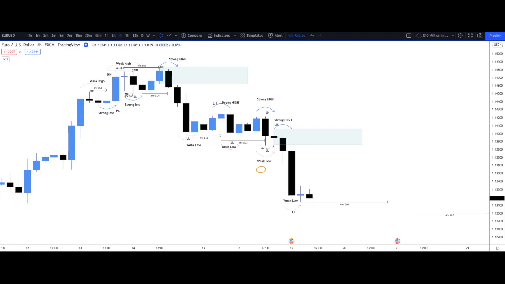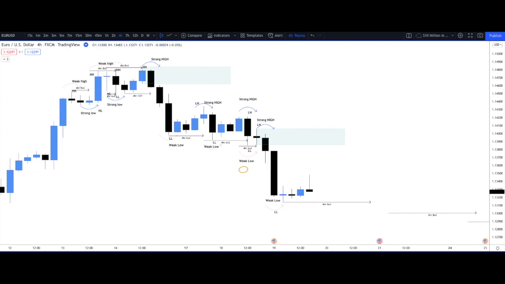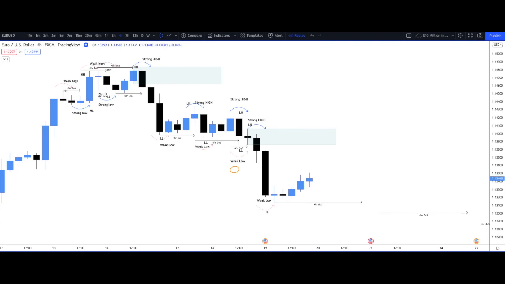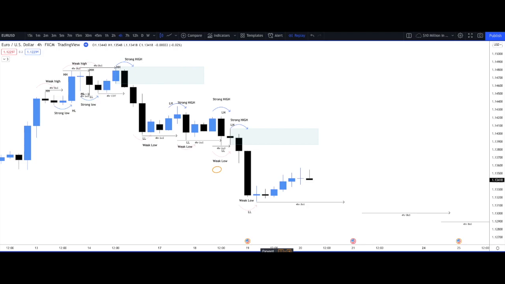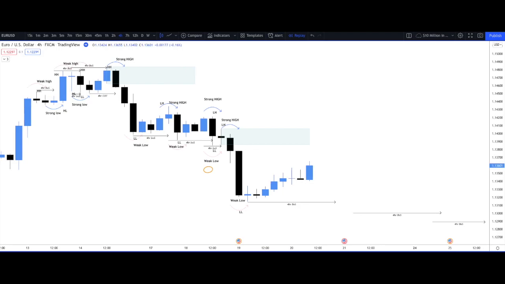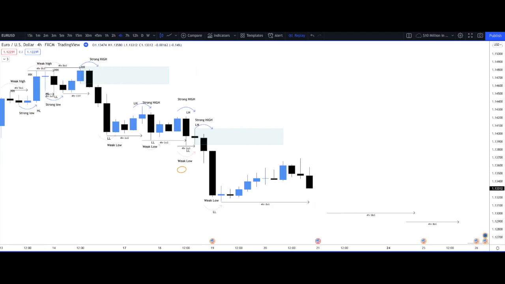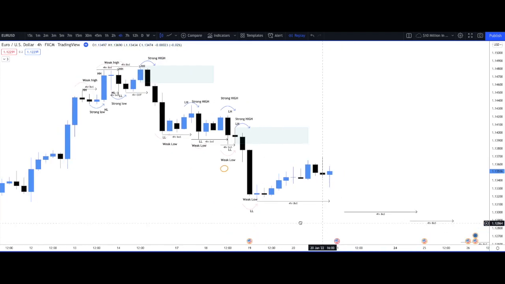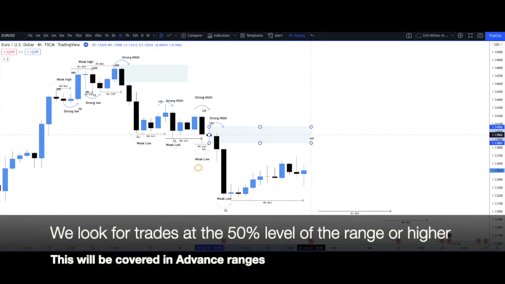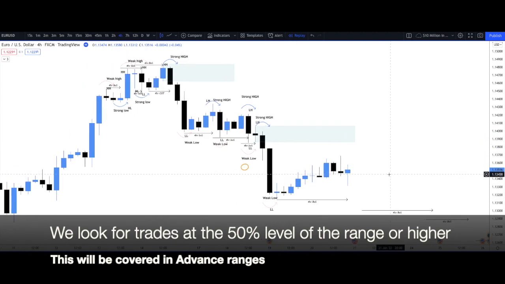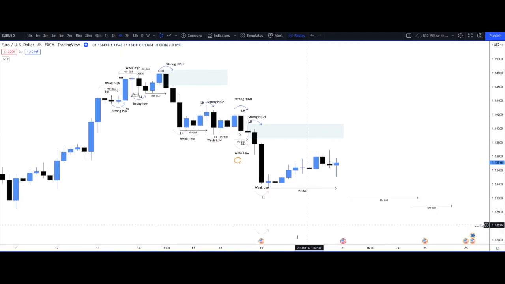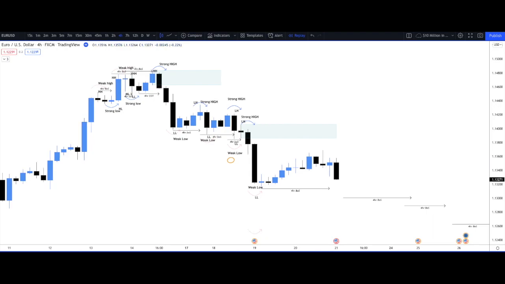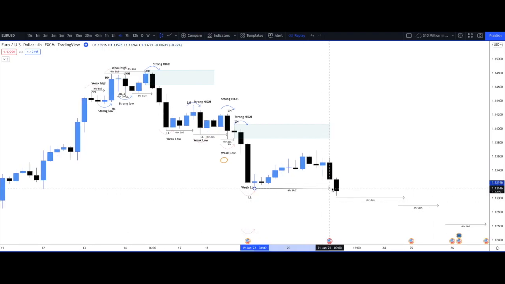Okay, so let's see what happens now. Looks like we might have a bit of a pullback. All right, now we're drifting up and we're tapping into this little area up here. And here we go. So does price action always have to come to the back of the range? No, it doesn't. It can come to the 50%, and this is where we look for trades in lower time frame. All right. You need to get a basic understanding of how we identify trends on the 4-hour.